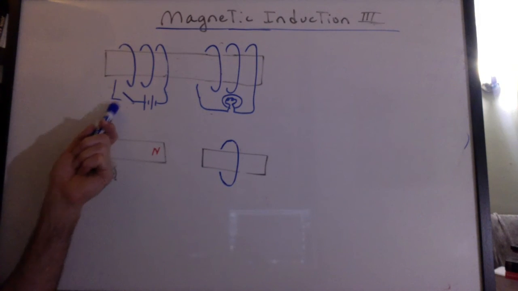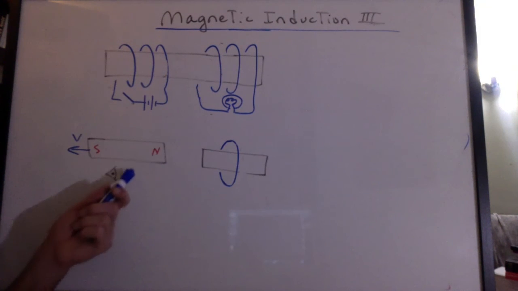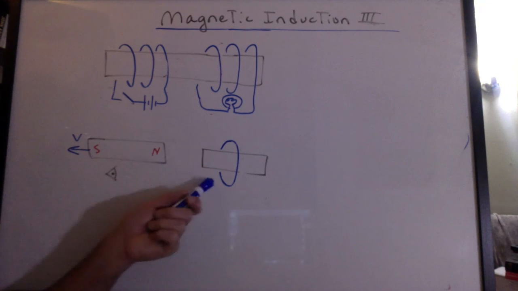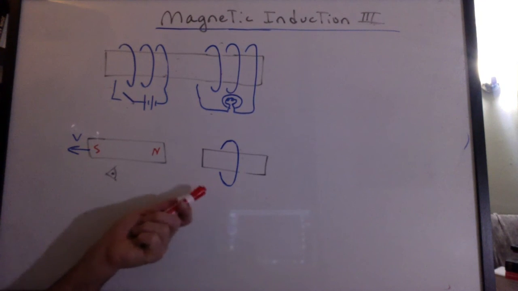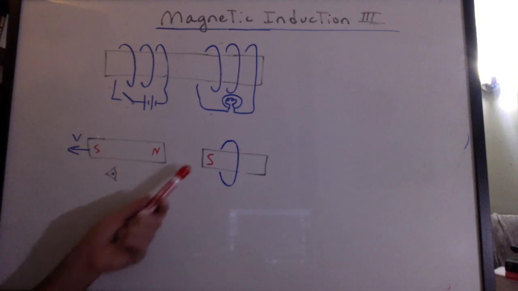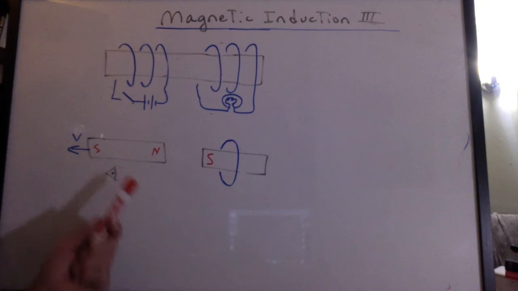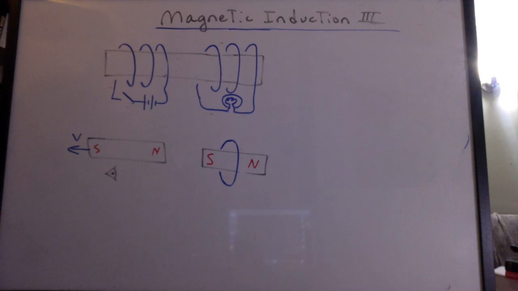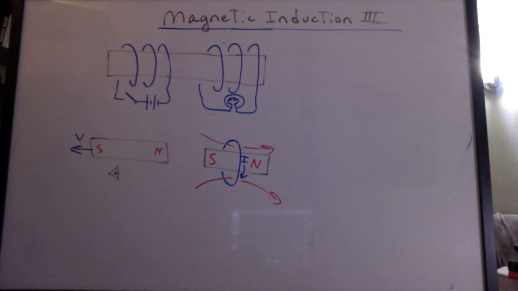The current stops. The north pole diminishes to 0. That would be like taking this magnet and moving it away from this loop. There would be a change. How would this coil respond to that change? A south pole would have to appear to oppose the north pole moving away. North pole on that side, field lines in that direction, and the current would be induced clockwise.